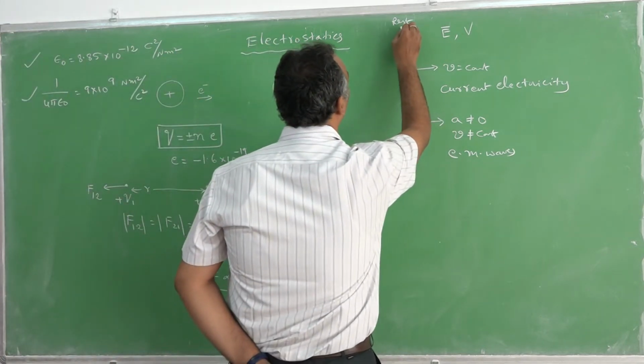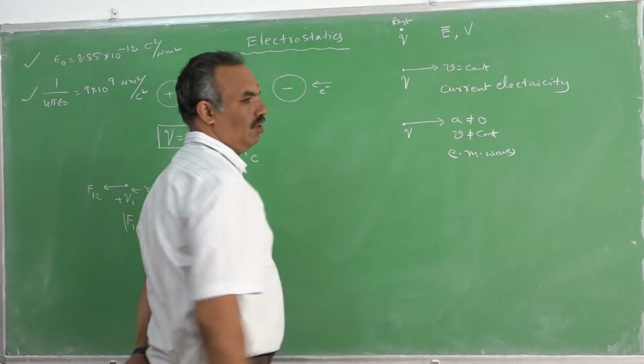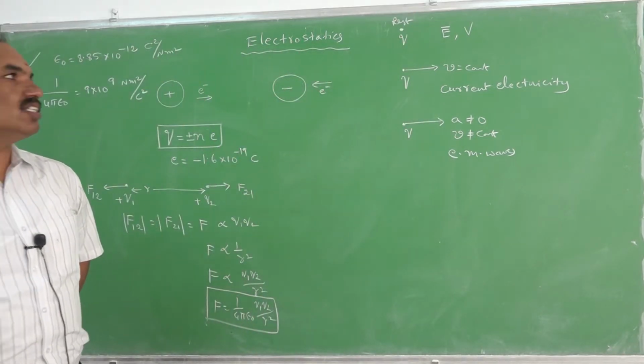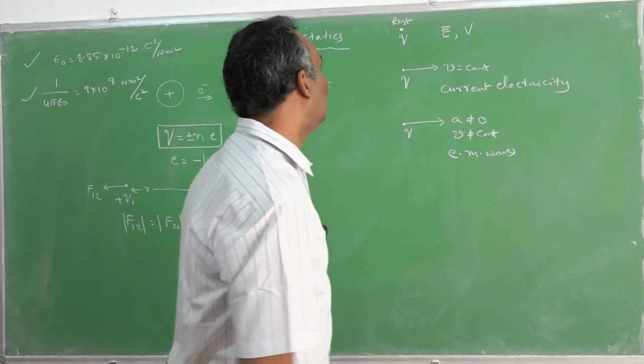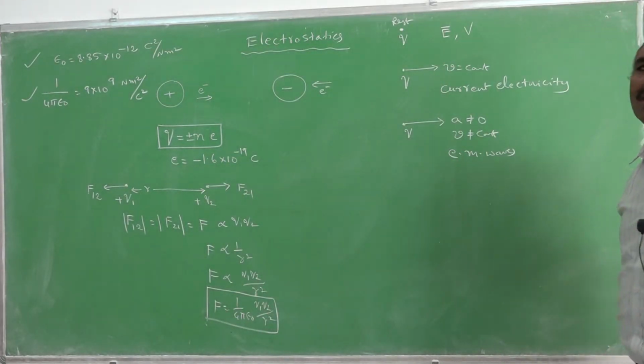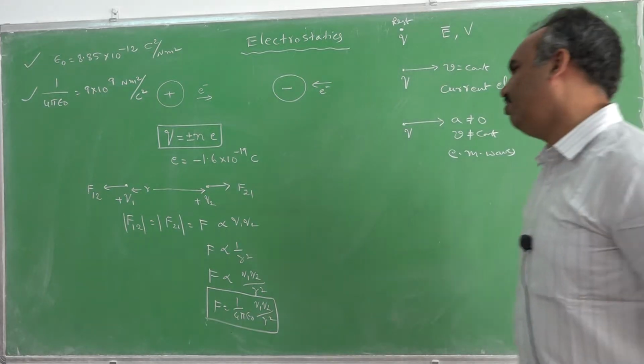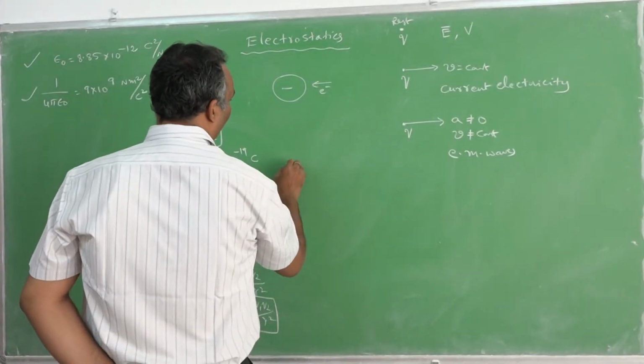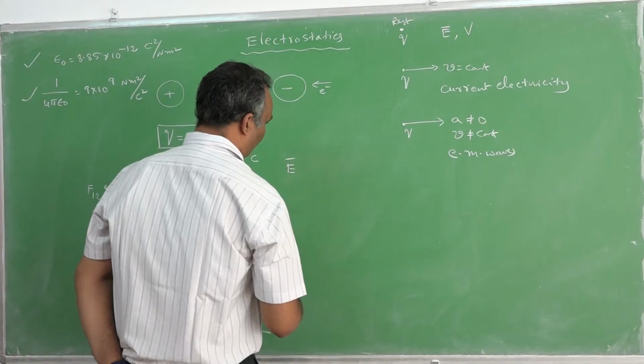Electrostatics deals with only electric charges which are at rest. The study of electric charges at rest is called electrostatics. The study involves the development of electric field as well as electric potential. What is electric field? Electric field is a vector quantity.